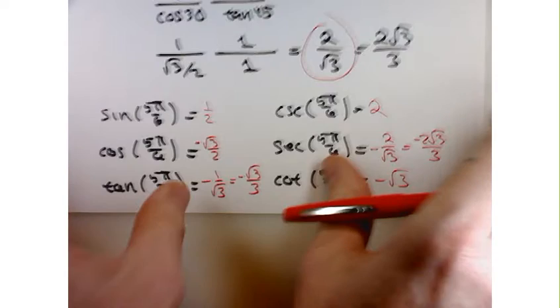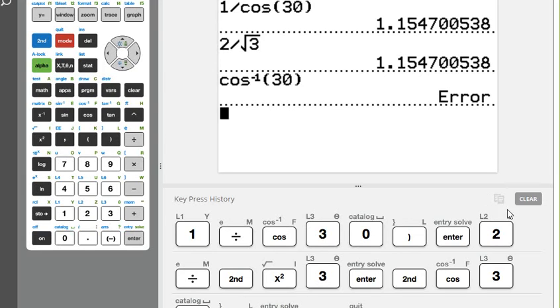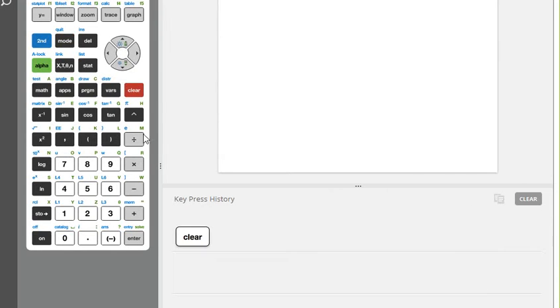Nice. Let's just confirm a couple of these on our calculator. How about if we do the cotangent? We should get negative square root of 3. To do that on our calculator, we're going to have to take 1 over what function? 1 over the tangent. Thank you. So 1 divided by the tangent. Uh-oh, we got a problem here, don't we?